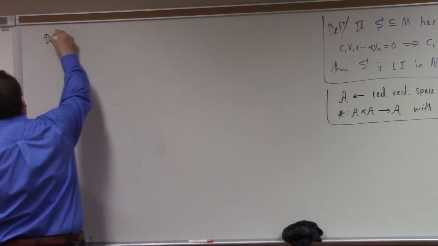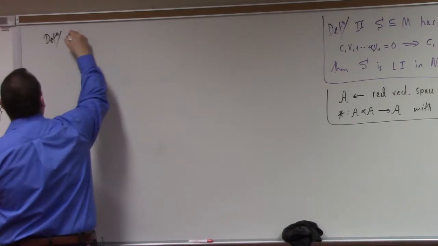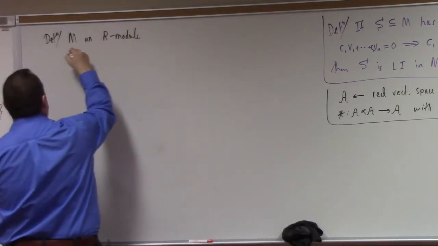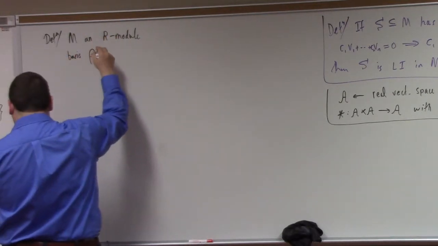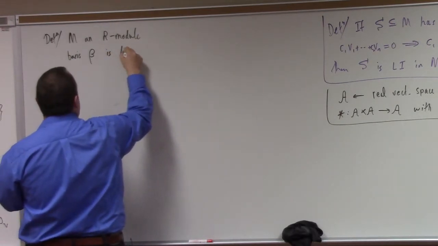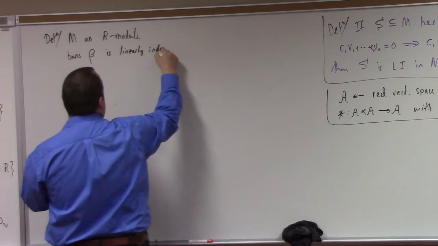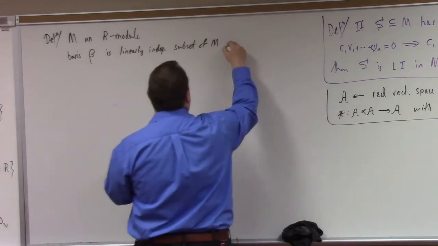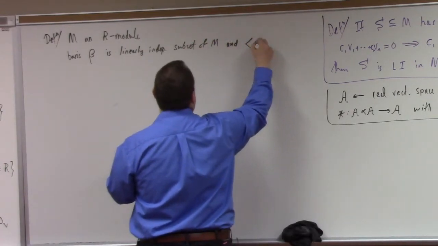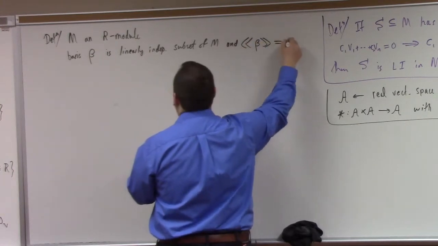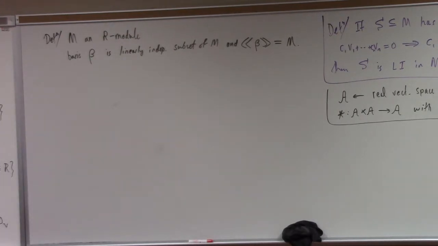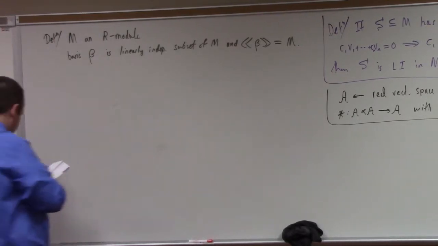Okay, so definition. M an R module. A basis beta is a linearly independent subset of M and spanning. So it's a linearly independent spanning set is what a basis is.